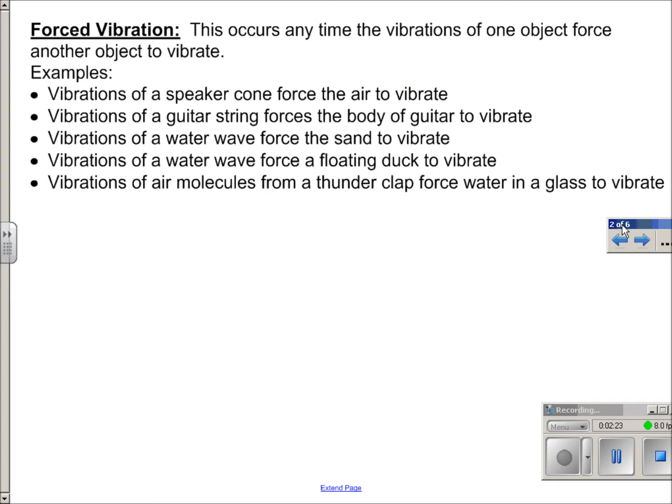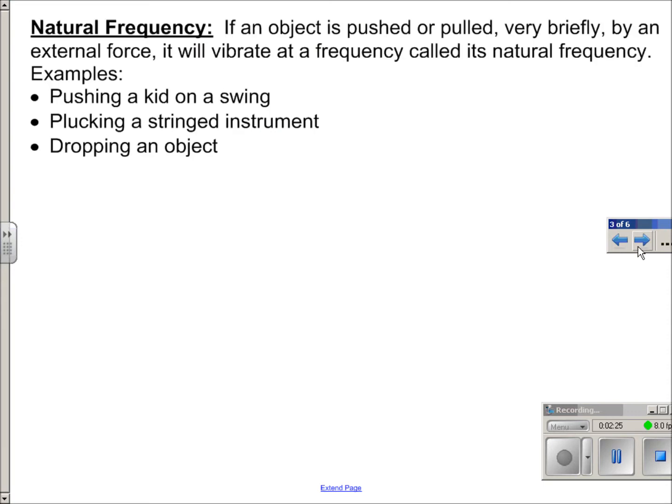The second thing we need to talk about is what's called natural frequency. I'll show you this a little bit better in class. I'll do a quick demo that'll show you this. But basically, the idea here is if an object is pushed or pulled, but just very briefly, by an external force, it's going to vibrate, and the frequency that it vibrates at is called natural frequency.